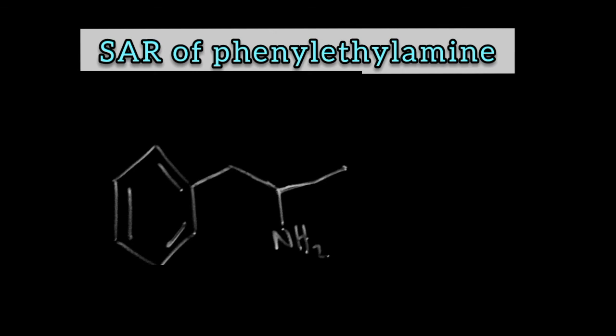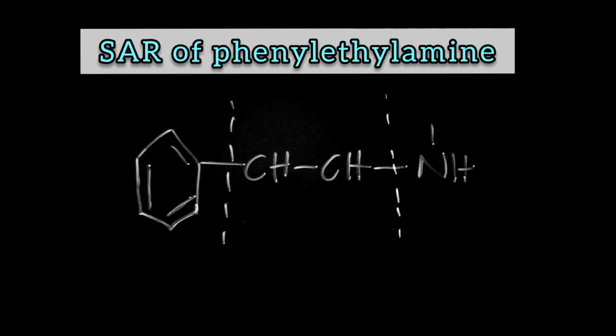There can also be a methyl group attached to the alpha carbon position. The alpha carbon is the carbon that is directly attached to the functional group of the compound. So here the functional group will be the amine group, and the next carbon that is attached is known as the alpha carbon.